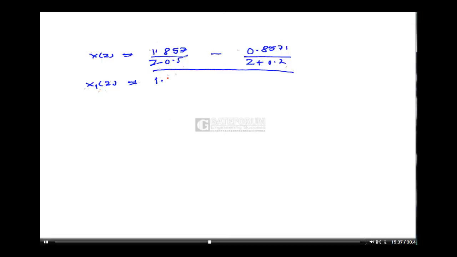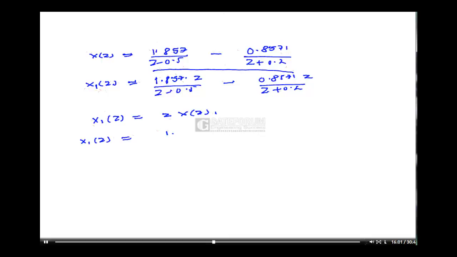In this equation I will write here z upon z minus 0.5 minus 0.8571 z upon z plus 0.2. That means my X1(z) is nothing but z times X(z). Okay, so with this I will get my X1(z) in a proper form as 1.857 z to the power minus 1 upon 1 minus 0.5 z inverse minus 0.8571 upon 1 plus 0.2 z inverse.